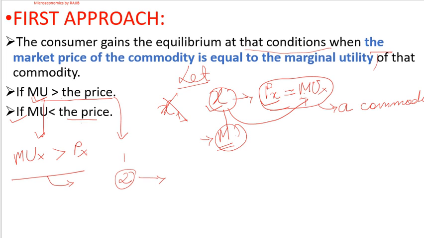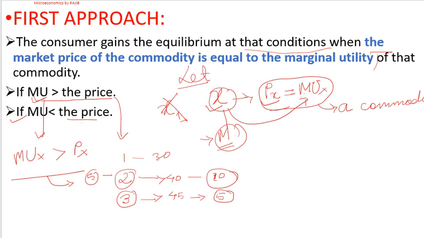Suppose for the first unit his total utility is 30, and for the second unit his total utility is 40, so his marginal utility here will be 10. But suppose the price of the commodity is 5. That means the price 5 is less than this marginal utility. The consumer has the willingness to increase his consumption. Then he will switch to the third unit of consumption, and there he will get 45 total utility, and marginal utility will be 5.